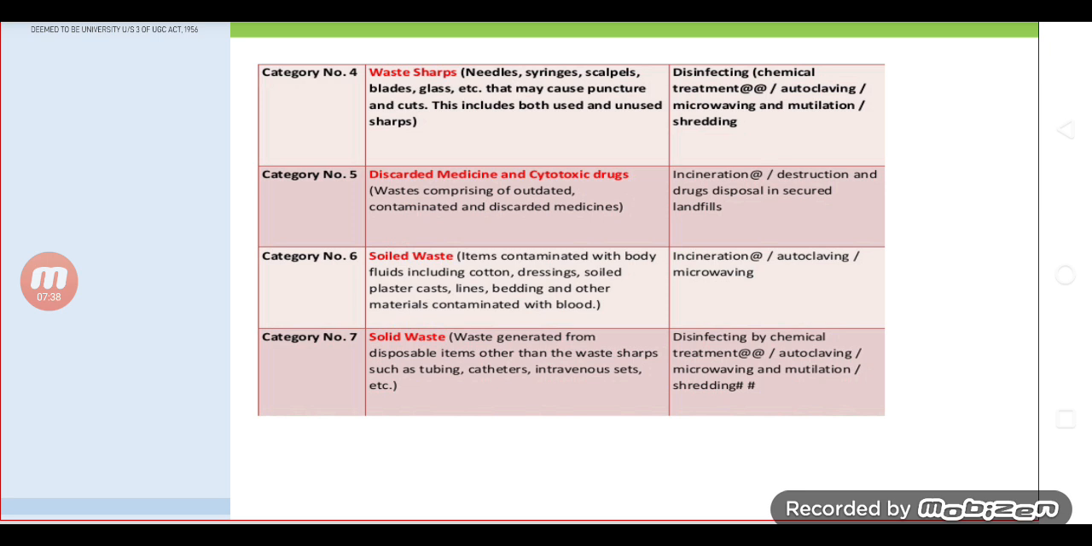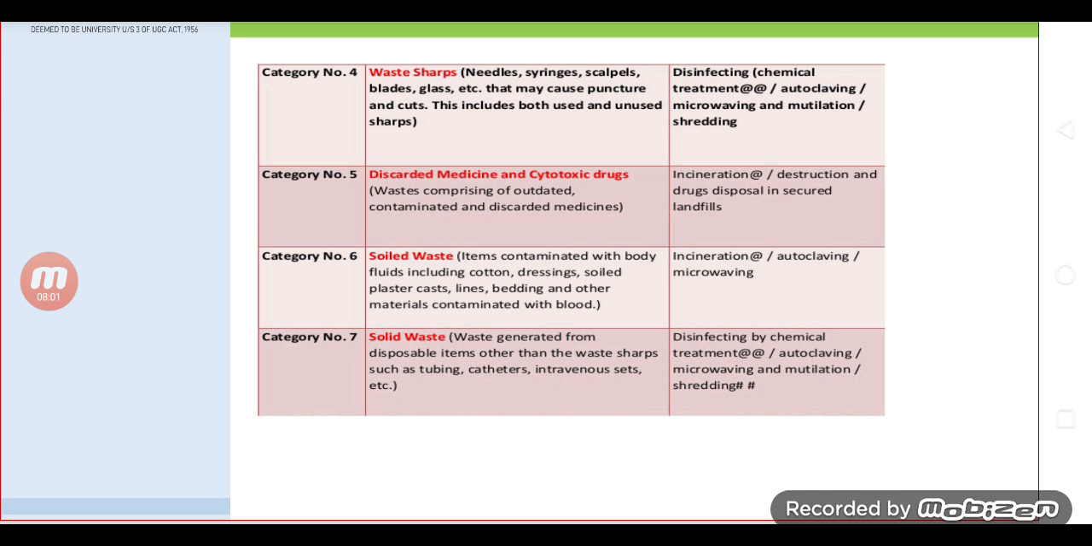Then, category number 5, which is discarded medicines and cytotoxic drugs. Waste comprising of outdated, contaminated, and discarded medicine. It will be disposed by incineration, destruction, and drugs disposal in secure landfills.